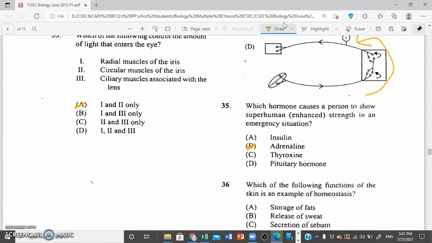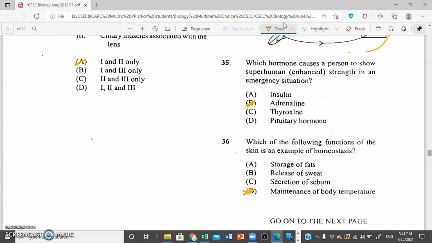35. Which hormone causes a person to show superhuman or enhanced strength in an emergency situation? That would be adrenaline. Adrenaline, and we all know about adrenaline, so I'm not going to waste time on that.